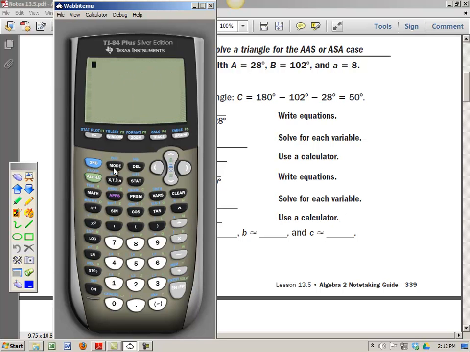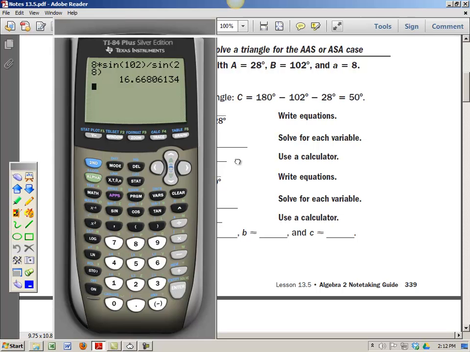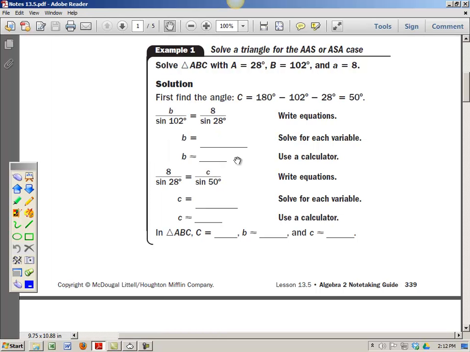All right, now the calculation that I need to type in here, again, was 8 times the sine of 102. And now I have to put this end parenthesis in here. I want to divide the whole thing by the sine of 28. All right, and that comes out to 16.668. So we're going to call this 16.7.